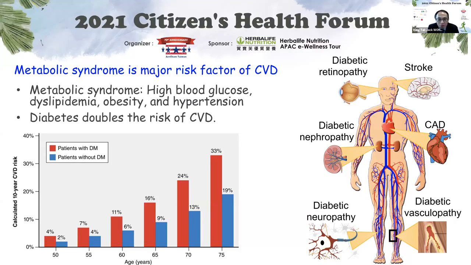One of the greatest contributors of cardiovascular risk is diabetes. As we can see with this graph, the risk of cardiovascular disease is almost twofold for patients with diabetes, especially as one ages. Complications that can arise from diabetes include diabetic retinopathy, stroke, diabetic nephropathy, diabetic vasculopathy, etc.